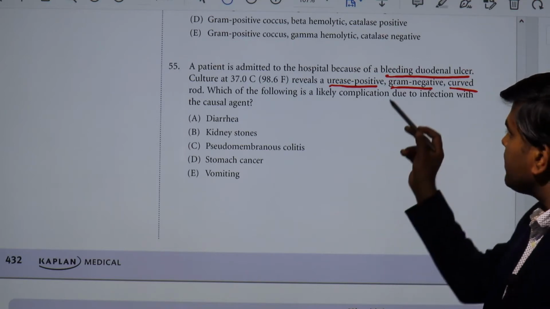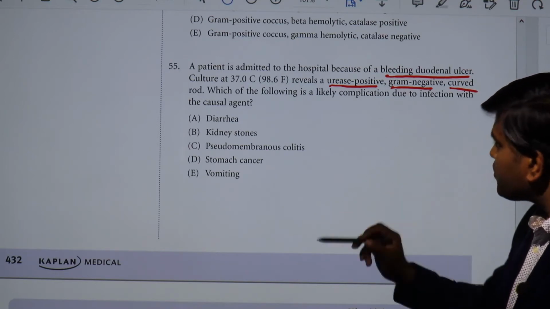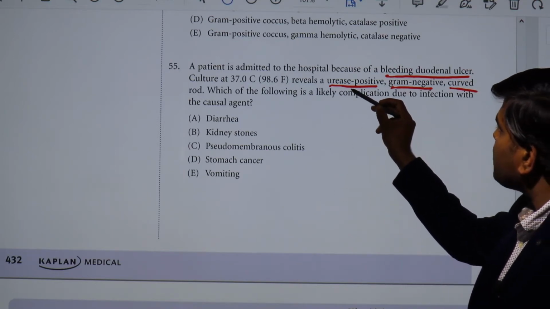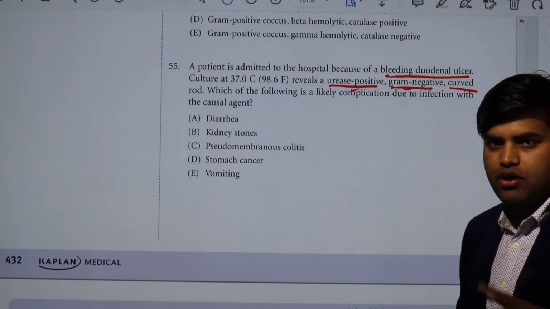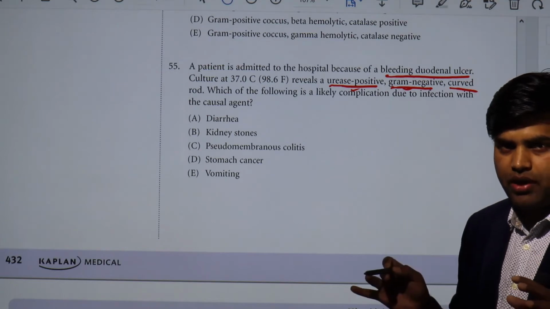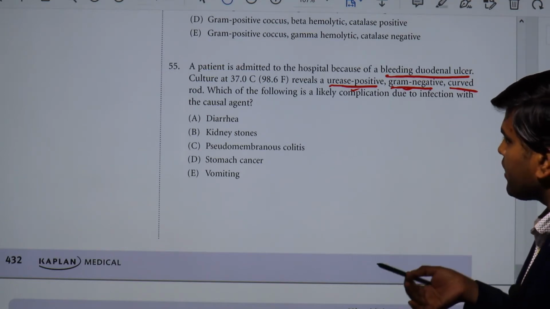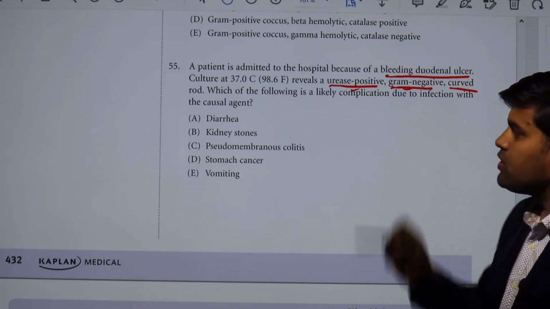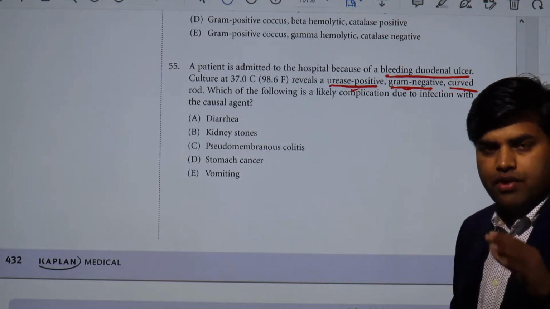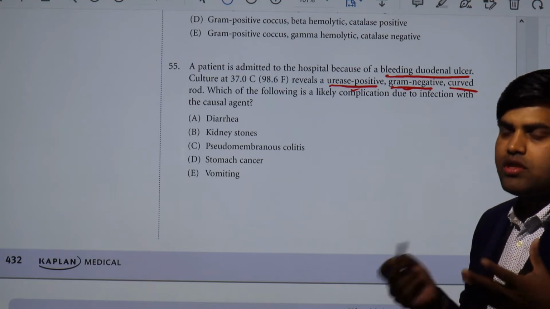So they are saying you have a duodenal bleeding ulcer, and they are also giving you the point that it is urease-positive, gram-negative, comma-shaped rods, which are features of H. pylori. So your diagnosis has reached H. pylori. Now let's see what question they are going to ask. They are asking which of the following is a likely complication due to infection with this causative agent. So after infection with H. pylori, what is the complication?